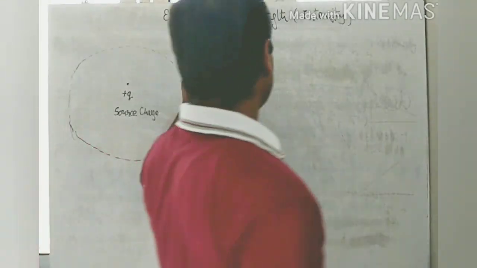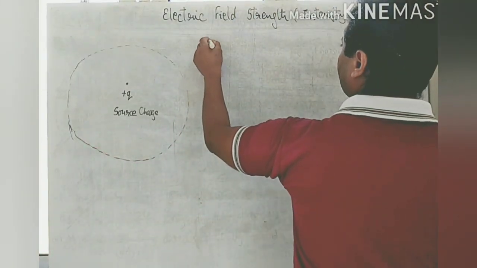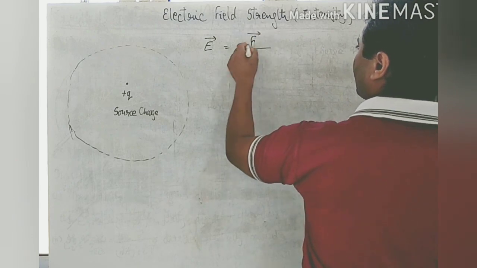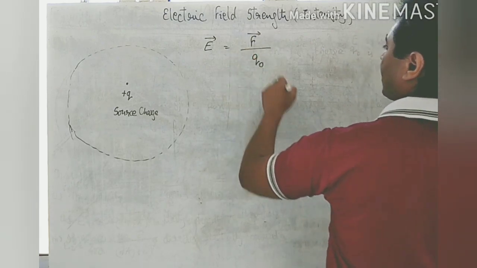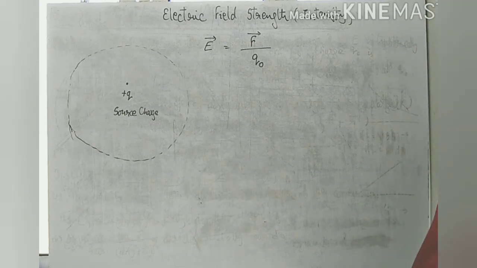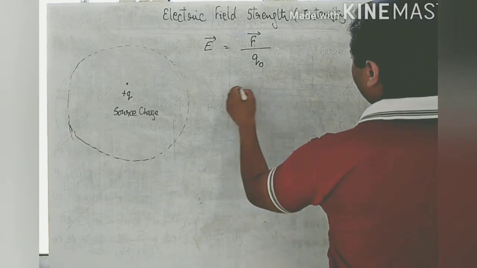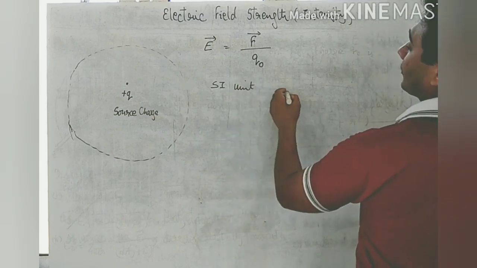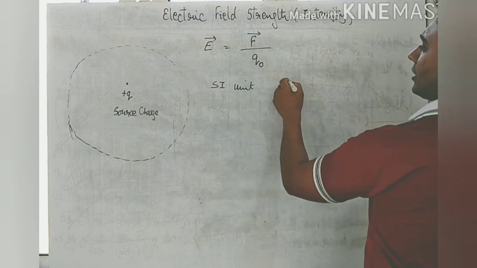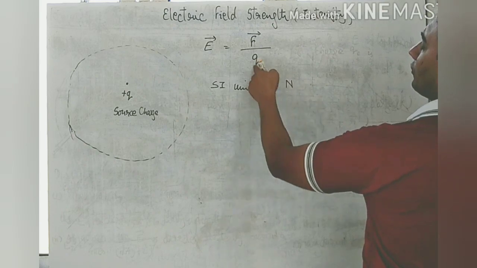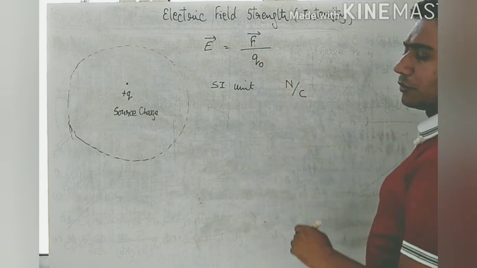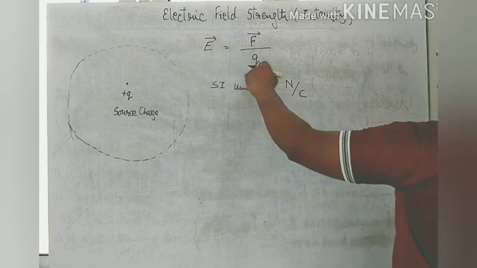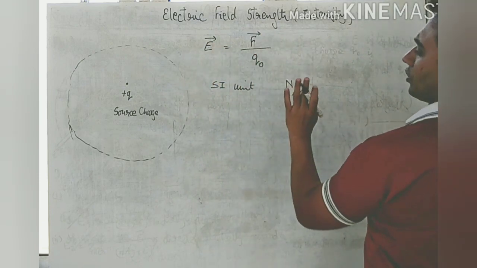Now mathematically, what can we write? Electric field vector E equals electrostatic force per unit test charge. Okay, now the SI unit of this can be written. For force we can write Newton and for charge we can say Coulomb. So the SI unit of electric field strength is Newton per Coulomb.